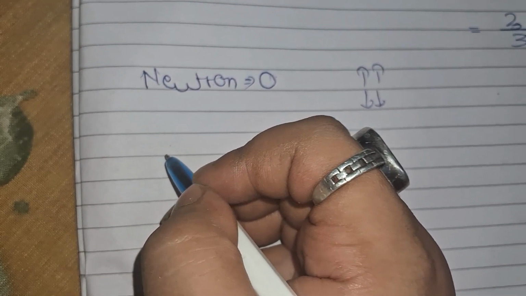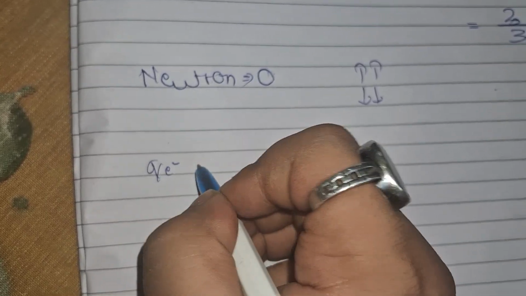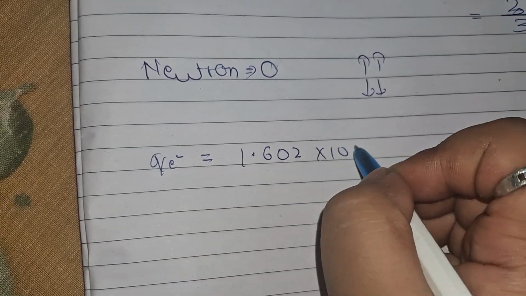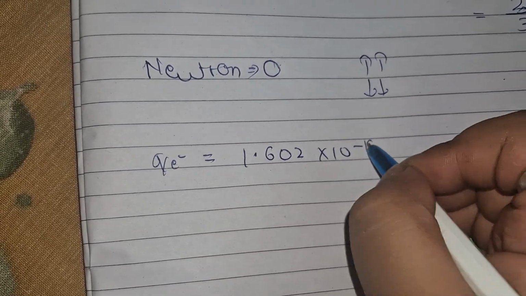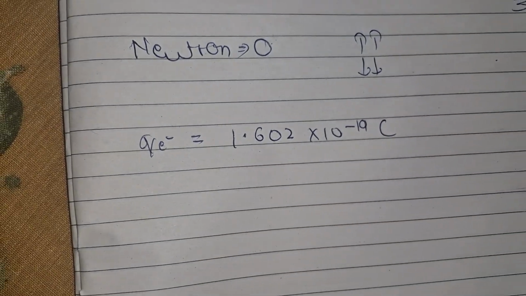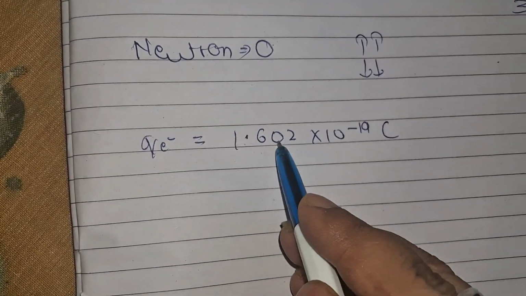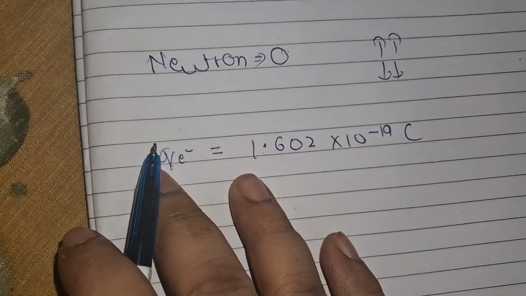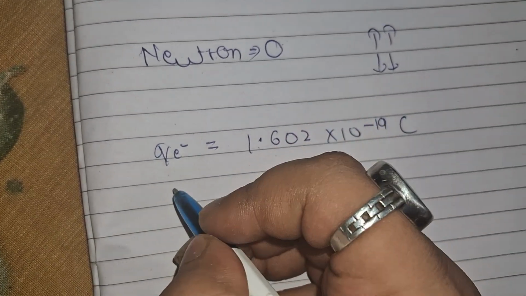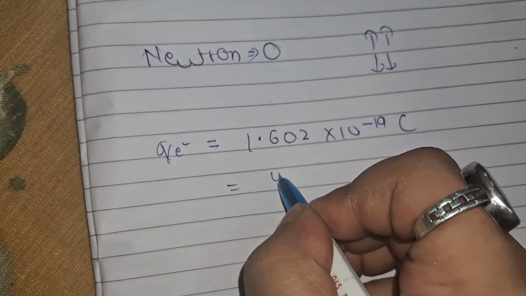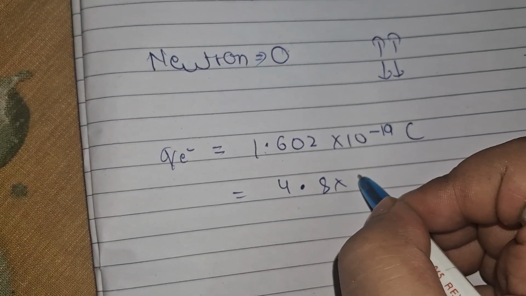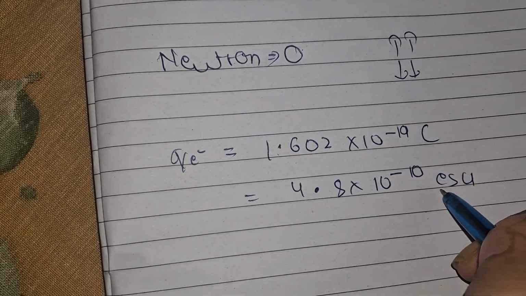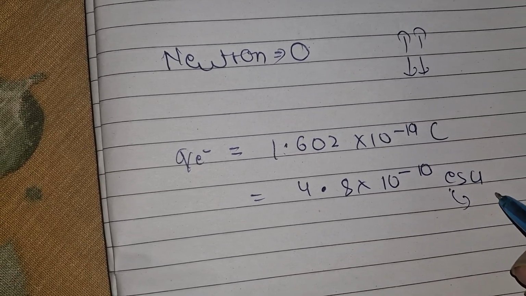Alright, so charge on one electron is equal to 1.602 into 10 to the power minus 19 coulombs. Yeah, we have studied this. You can also just write 1.6 into 10 to the power minus 19 coulombs, but why not just get specific? And in ESU, this is equal to 4.8 into 10 to the power minus 10 ESU. ESU is electrostatic unit.